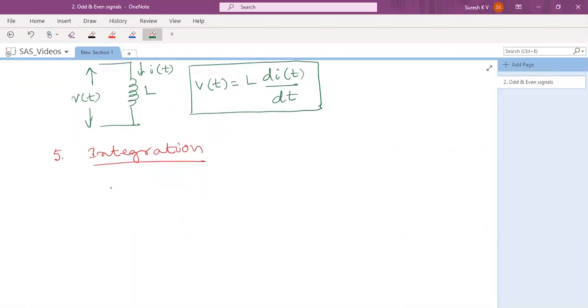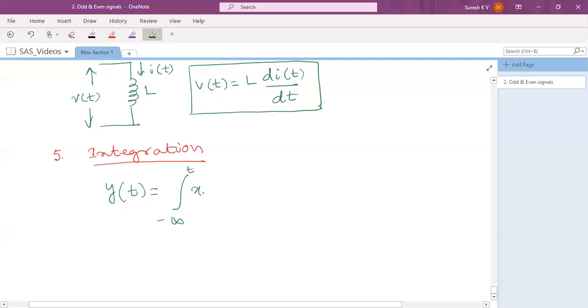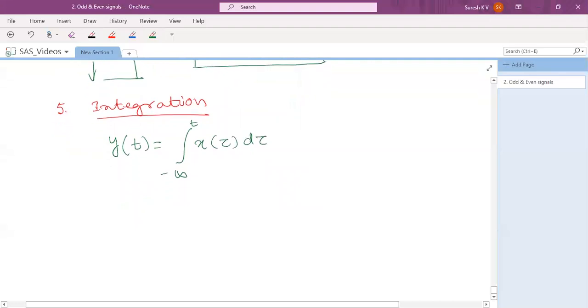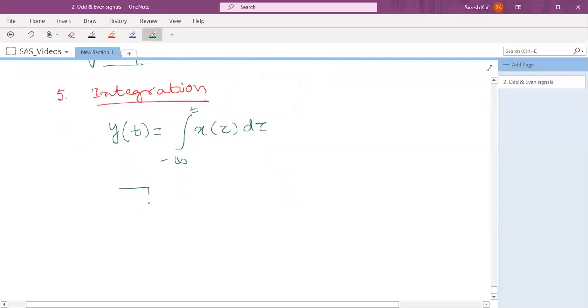So if x of t is the input, then the output y of t for an integrator will be the integral of the input signal, the integral of x of tau d tau, where tau is a dummy variable here. A good example of integration is a capacitor.